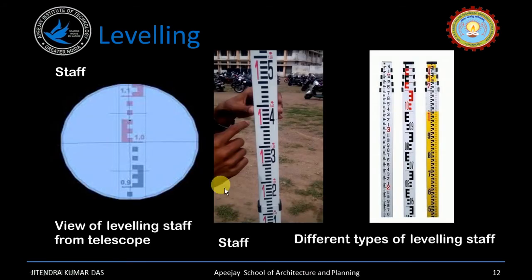When we look through the Kepler telescope, the view will be like this. This is the crosshair, and this is the leveling staff. And you can see 1.2 meter, 1.3 meter, 1.4 meter, 1.5, like that. Three different types of leveling staff are shown in the image. And this horizontal line gives you the reading on the leveling staff during surveying.